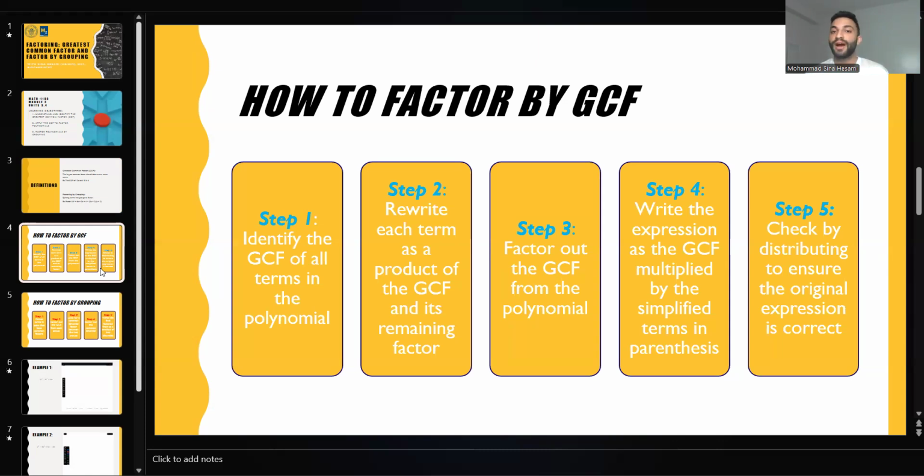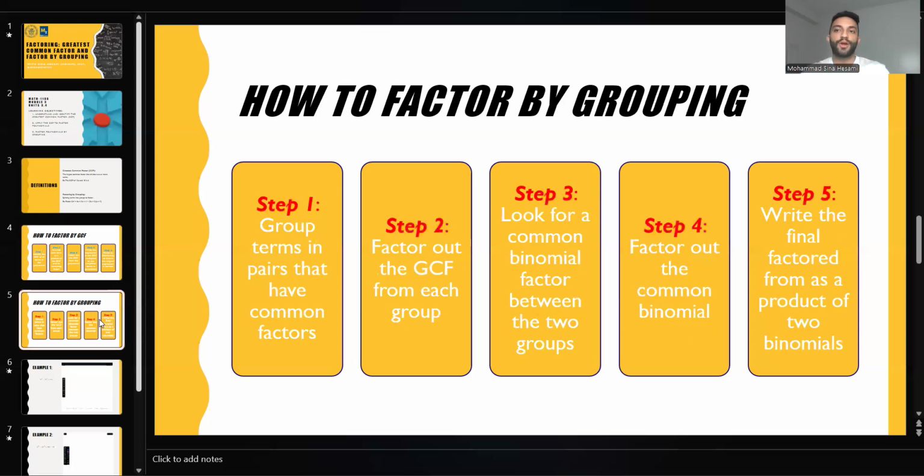Step two is rewrite each term as a product of the GCF and its remaining factor. Step three is factor out the GCF from the polynomial, and step four is write the expression as the GCF multiplied by the simplified terms in parentheses. Step five is check by distributing to ensure the original expression is correct. First I will go over an example of how to factor by GCF, and then we will go over the steps of factoring by grouping.